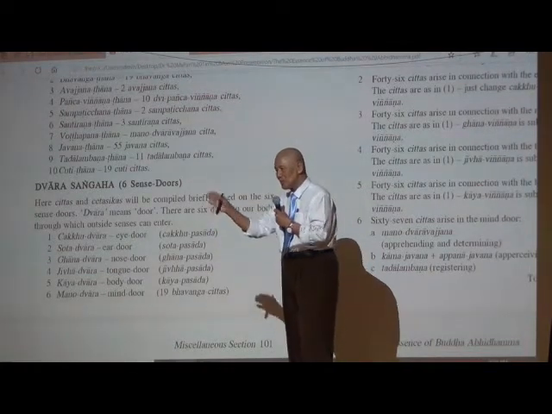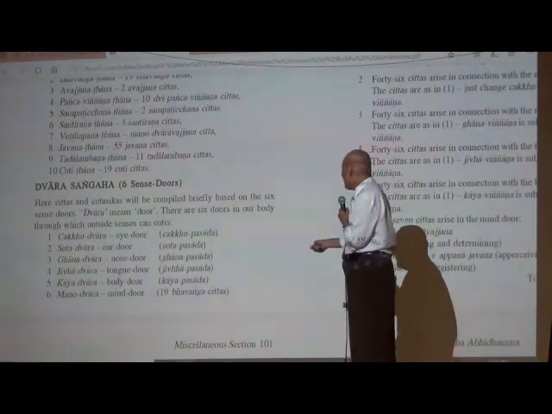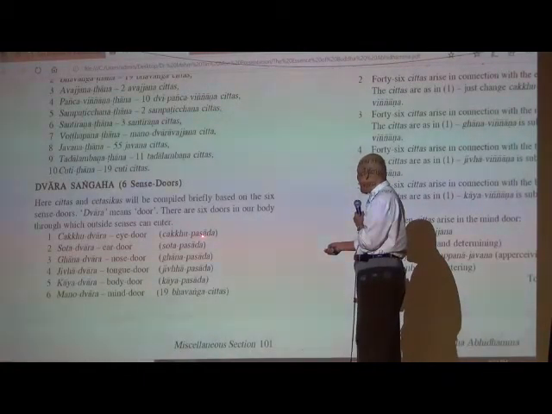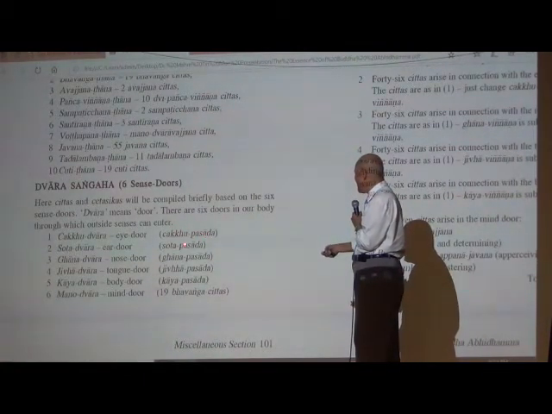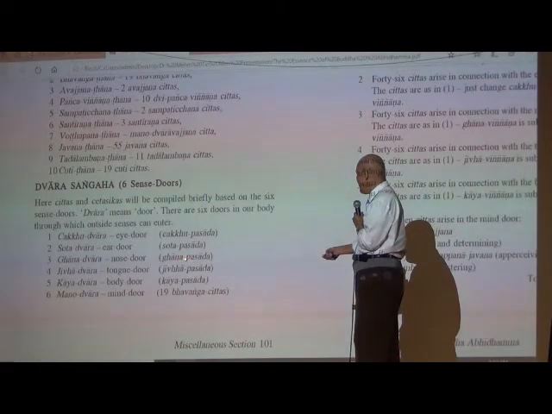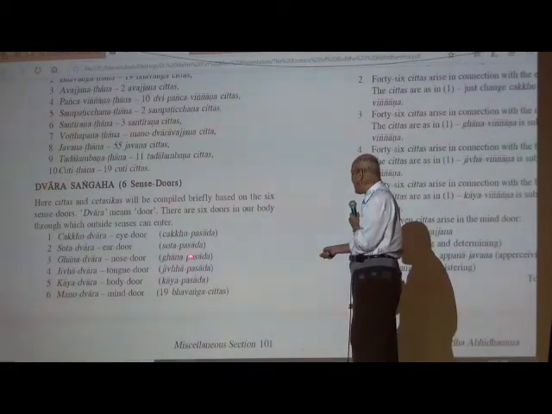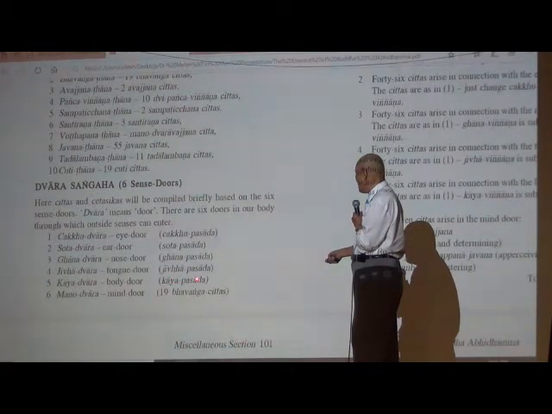So you cannot see through. So we call them chakhu pasada, eye translucent materiality; sota pasada, ear translucent materiality; ghana pasada, nose translucent materiality; jivha pasada, tongue translucent materiality; and then kaya pasada is body translucent materiality.